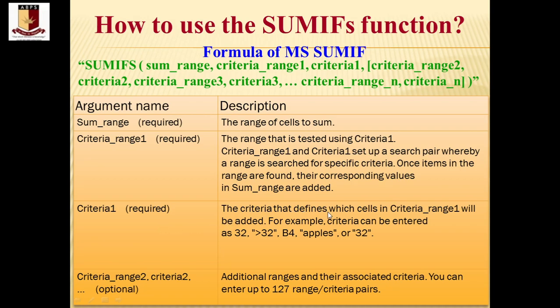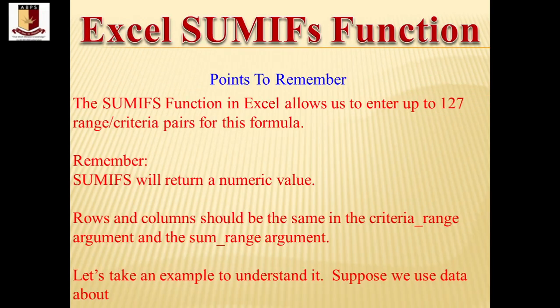Now next, criteria, that is also mandatory. The criteria define which cells in the criteria range will be added. For example, criteria can be entered like this: suppose greater than 32. Practically, when I type the formula, you will easily understand. And the remaining ones are optional. If you want to apply more conditions you can, but at least one criteria range you have to apply while using the SUMIFS function. Got it? Let's move to the next slide.